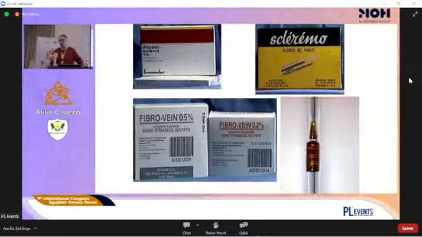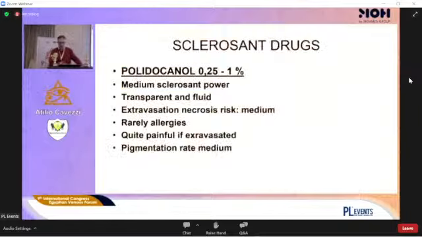We have different drugs, which we can use at least in Europe, and we will see them very briefly. For example, polidocanol, we could start from 0.25 even to 1% in liquid form. This is a medium sclerosant power. It is a transparent fluid, very easy to manage, and the extravasation risk of creating necrosis is not so high. Let's say that the pigmentation could be a little bit of an issue.